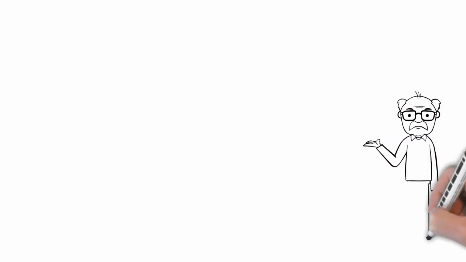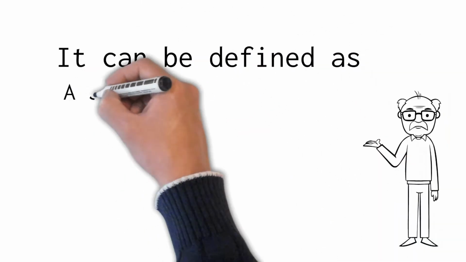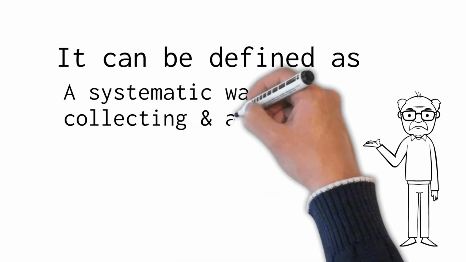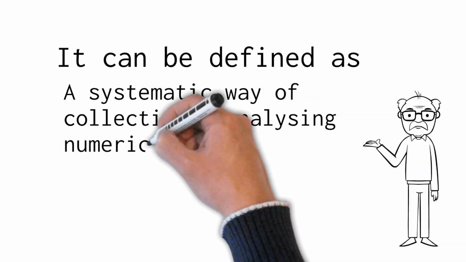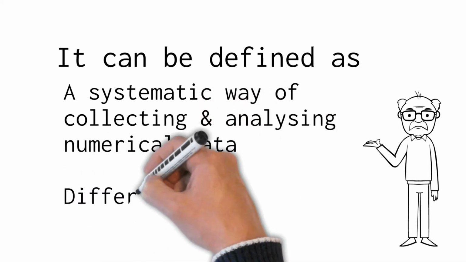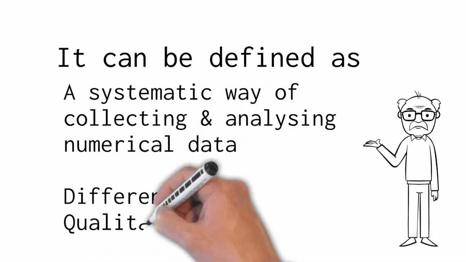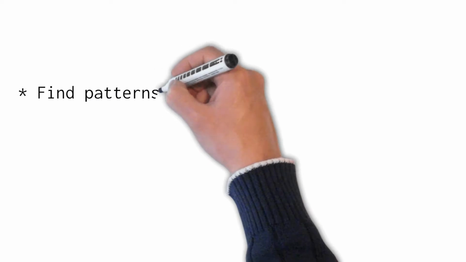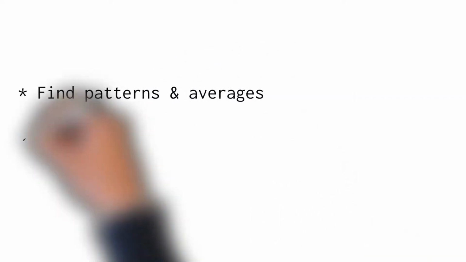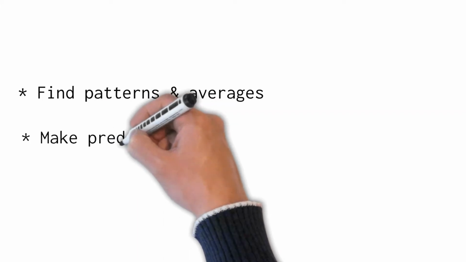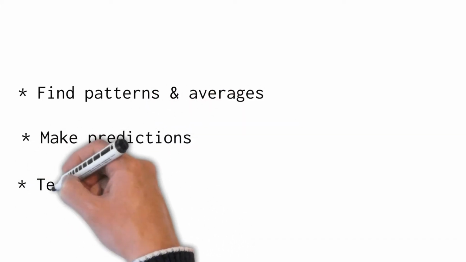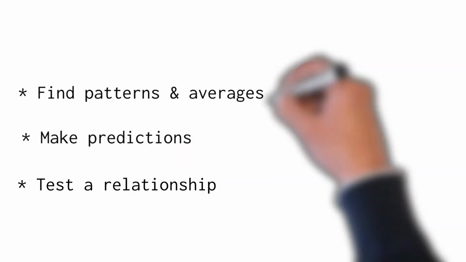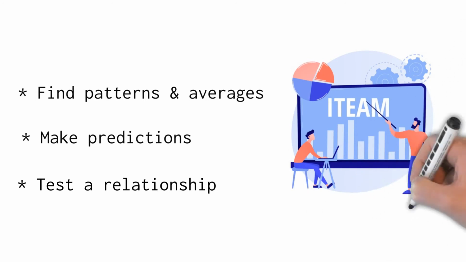In simple words, it can be defined as a systematic way of collecting and analyzing numerical data, which is the opposite to qualitative methods, in which we collect and analyze non-numerical data such as text, videos, or pictures. Quantitative methods are used in a variety of ways and help researchers to find patterns and averages in data. It also helps us to make predictions and assumptions. And finally, it allows us to test relationships among variables.